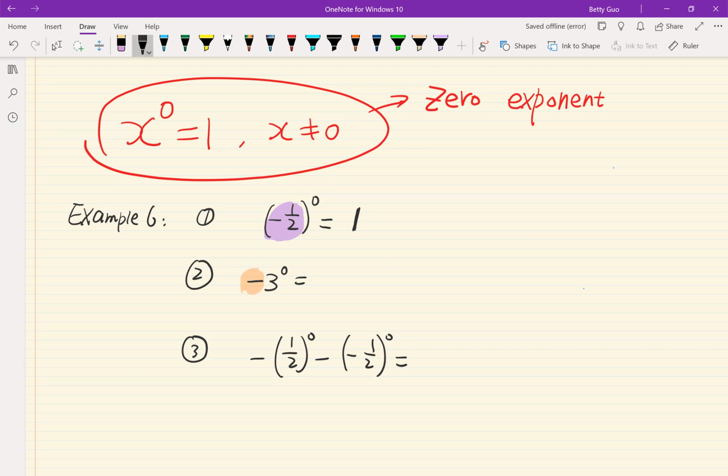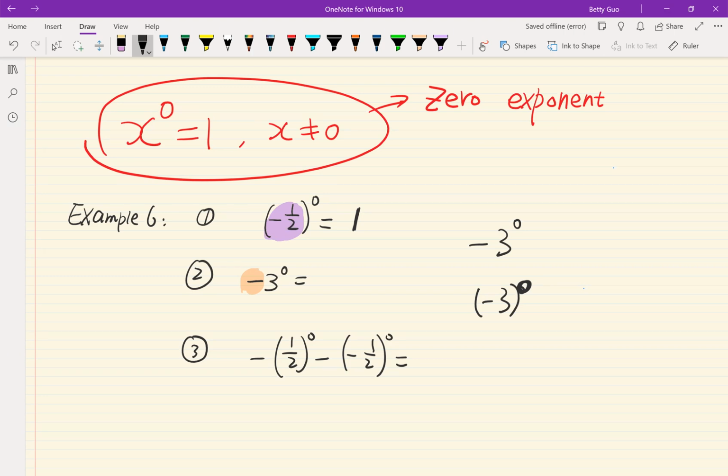Okay, see the difference between those two expressions: -3 to the power of 0 and (-3) in parentheses to the power of 0. Are they the same? They're obviously not the same, right? The one below, the base of the power is (-3) in parentheses. The negative sign is part of the base. However, this one, the base is 3 and the exponent is 0. The negative sign is not a part of the base. Do you see the difference?